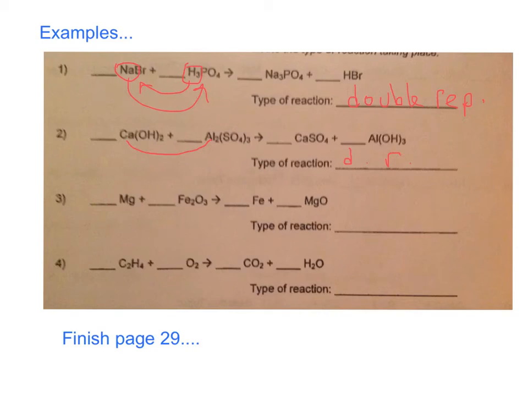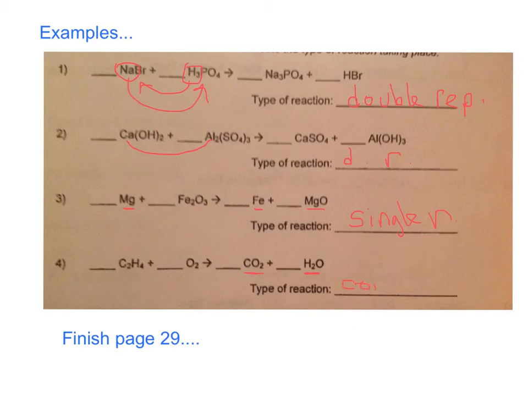For number 3, we have the element magnesium reacting with iron 3 oxide to yield iron plus magnesium oxide. So now we have one element, and it's swapping out for another element in the compound. That would be our single replacement. All right, and then lastly, we have what looks to be ethene plus oxygen yields CO2 and H2O. So that to me looks like a combustion reaction.